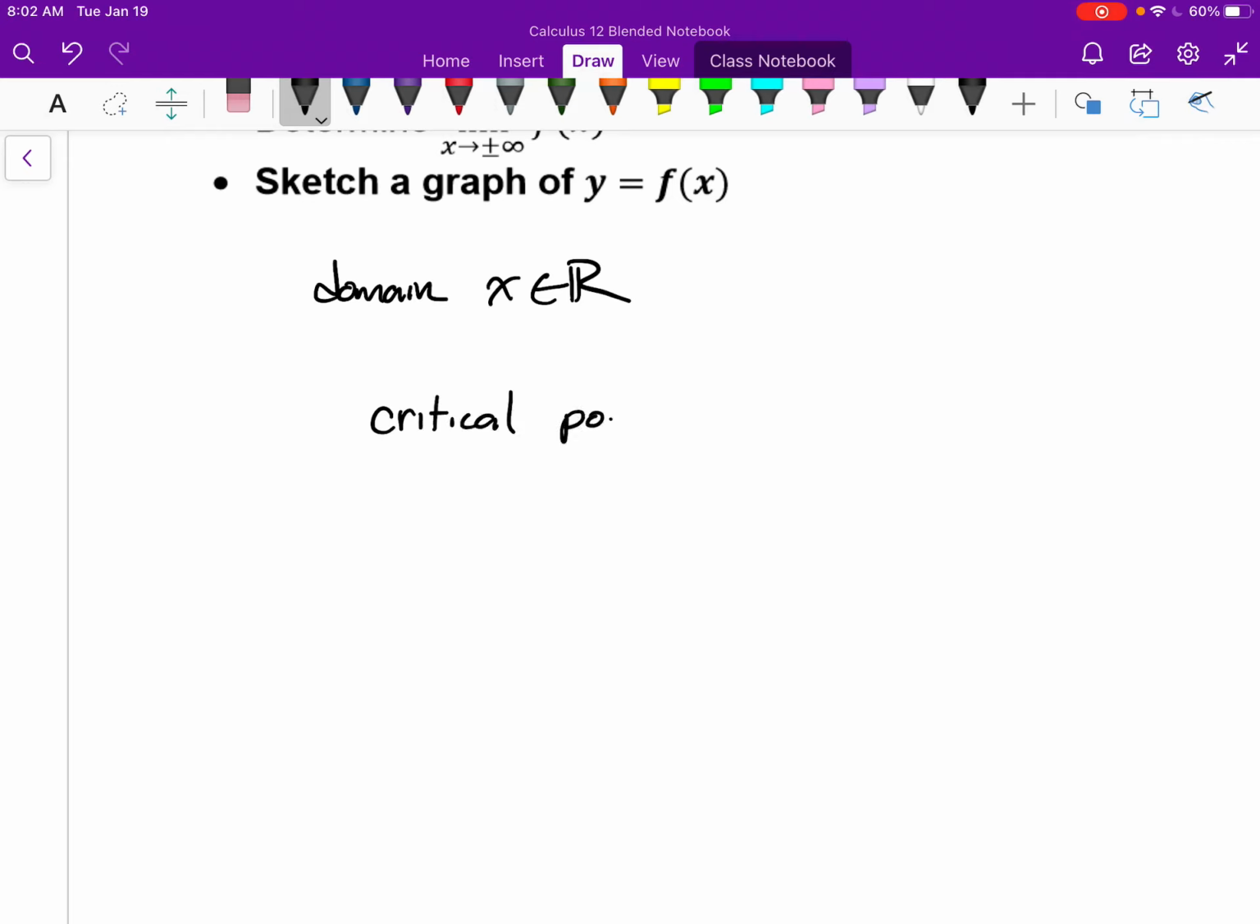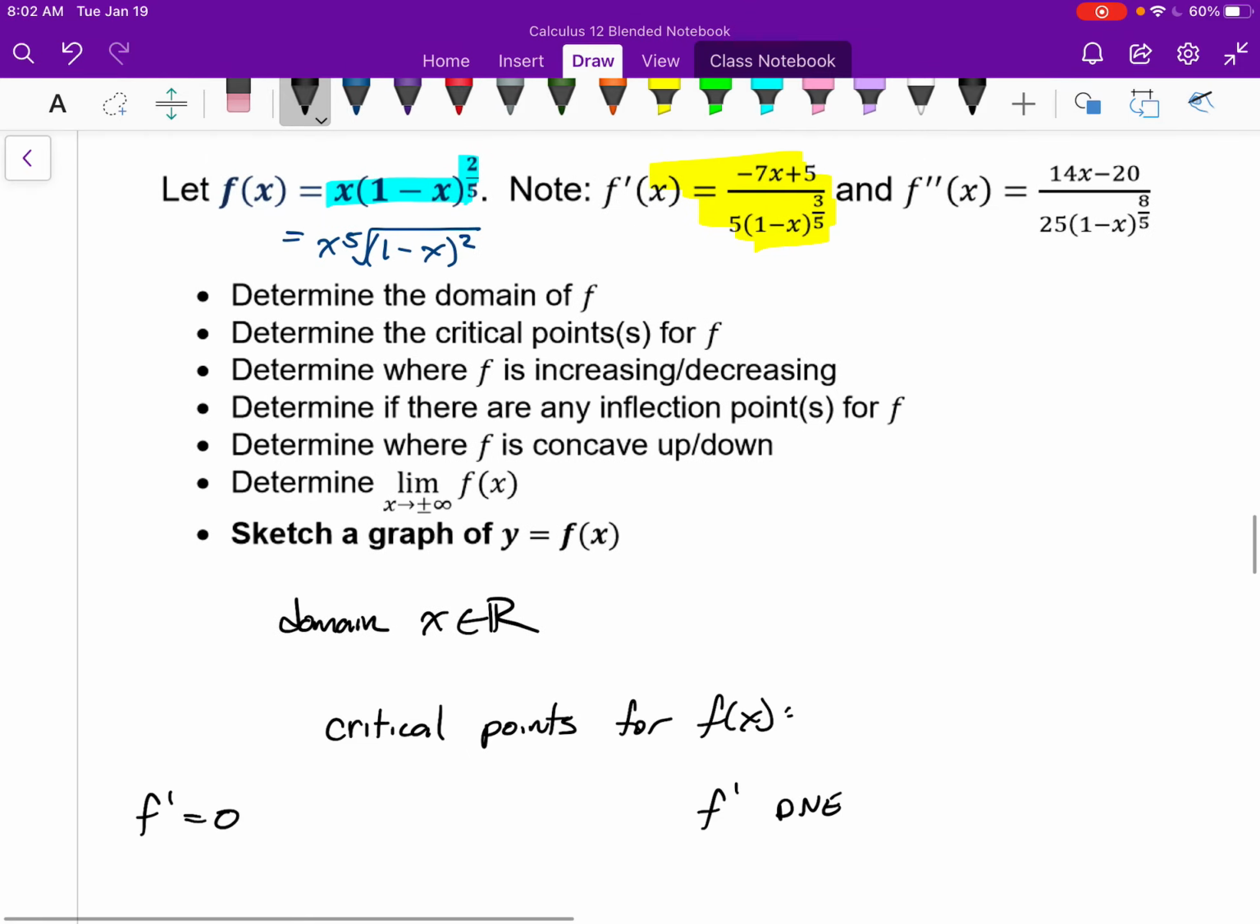So if I want to find the critical points for f of x, let me first start where my first derivative equals 0, and then I'll think about where my first derivative does not exist. Well, I can just look at my equation up here. For the first derivative, it'll equal 0 where the numerator will equal 0. And the numerator will equal 0 at 5/7. I could just solve for 0 for the numerator. And that's the only place.